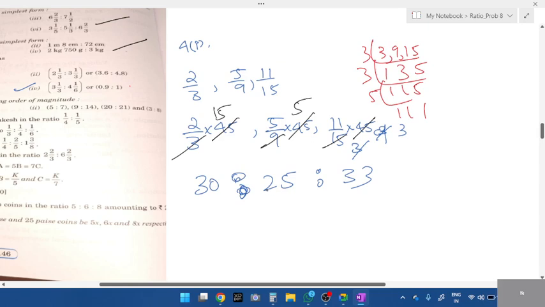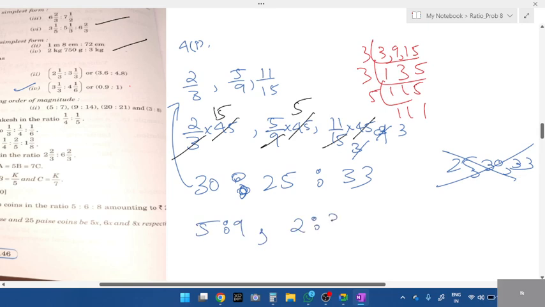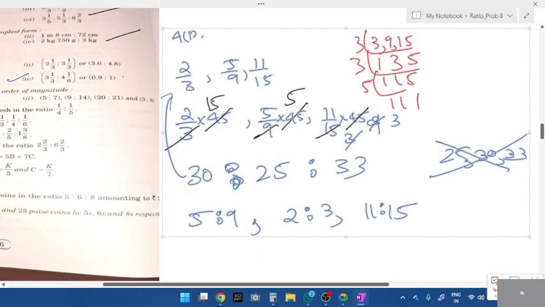Okay. Now, you don't have to arrange this, students. If you write 25, 30, 33, there's no point in arranging this. You have to arrange the original question. For 25, which is the smaller one? 5 by 9, comma. Next one, 2 by 3. Then 11 by 15. 5 or 15? 15. These are the answers. I mean, this is the answer.